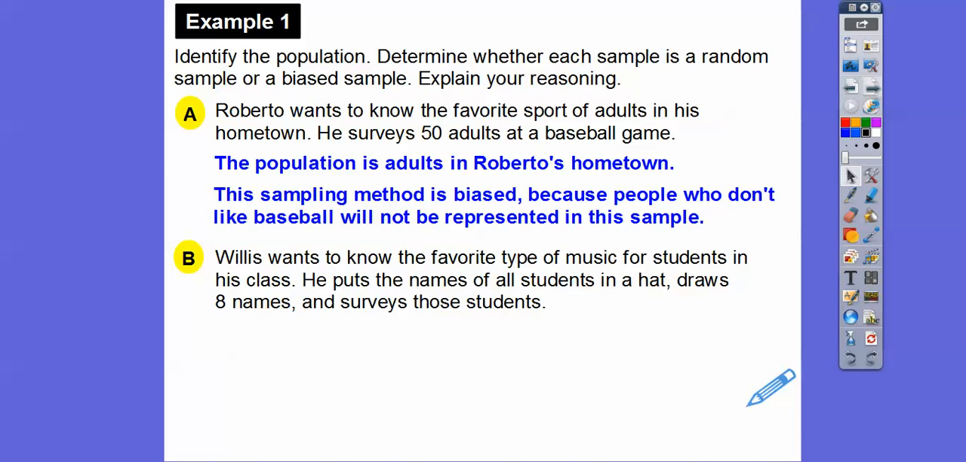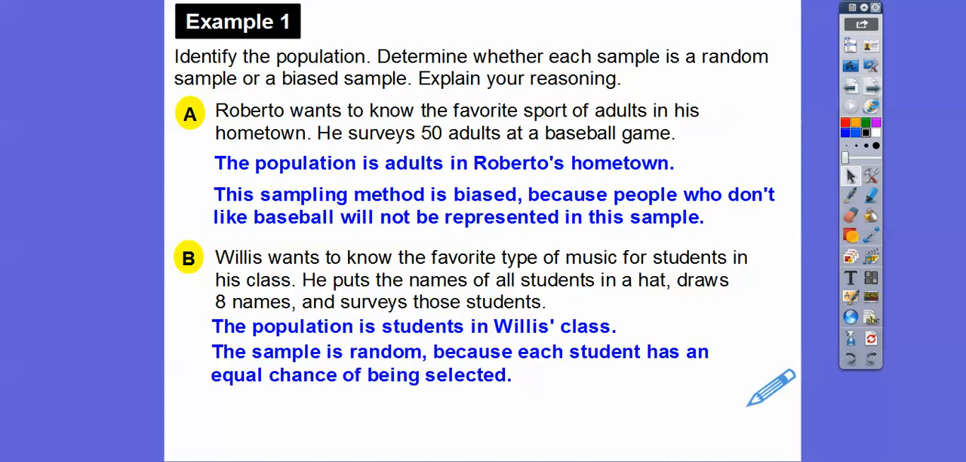Willis wants to know the favorite type of music for students in his class. He puts the names of all the students in a hat and draws 8 names and surveys those kids. So that population is all the students in Willis's class. And the sample is random because each student has an equal chance of being selected. Like Roberto, all the adults in his town did not have an equal chance because there were many adults that weren't at the baseball game. Maybe they don't like baseball, so that wouldn't be one of the favorite teams they picked.